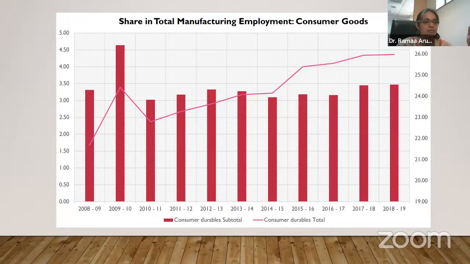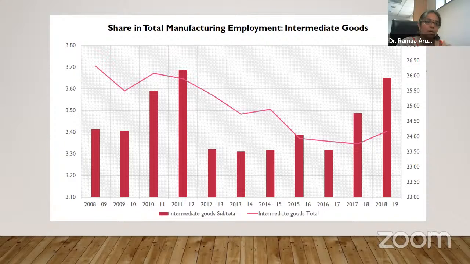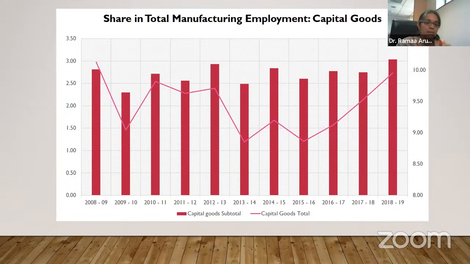So the observations I've just enumerated are based on this graph. For the consumer goods, one can see that the level of employment has been stagnant over a period of time. In the case of intermediate goods and capital goods also, there has been a fluctuation overall, but stagnation in terms of employment.